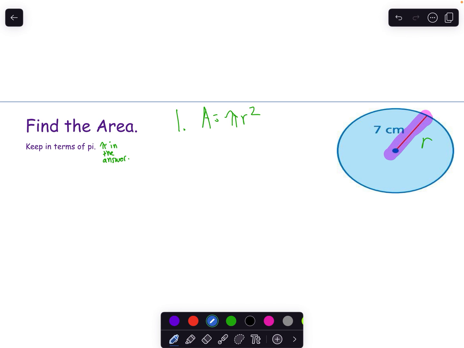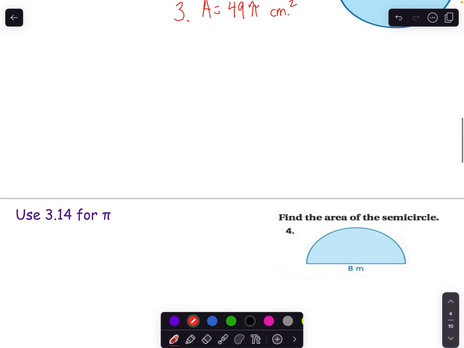So we'll say step 2, area equals, we're going to keep it pi, right? Because we have to keep it in terms of pi, times 7 squared. And then step 3, area is going to equal 7 squared is 49. 49 times pi, we're going to keep it pi. So it's just 49 pi square centimeters. That would be it. So you would keep pi in the answer when it says to do that.